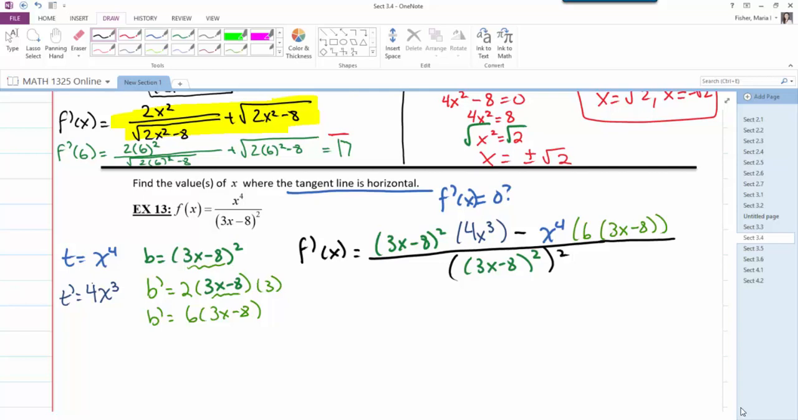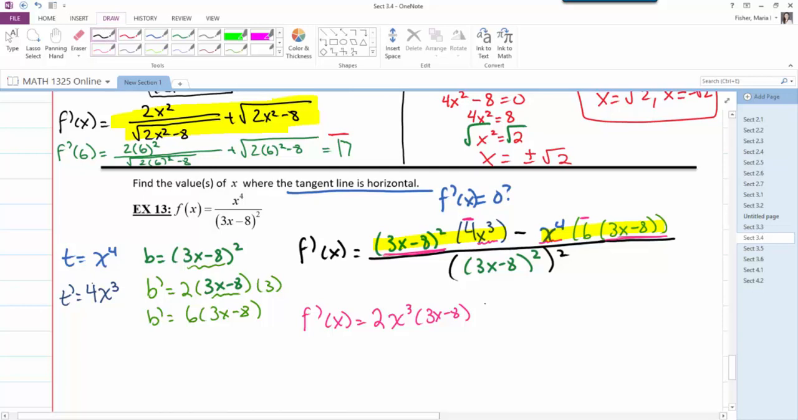So the first thing I want you to notice is that we can pull out some like terms here. Since this is all multiplication, this is considered a term and this is considered a term. So if you factor out the greatest common factor from those two things, between the numbers 4 and 6, you can pull out a 2. Between x cubed and x to the fourth, you can pull out an x cubed. And from a 3x minus 8 squared and a 3x minus 8 to the first power, you can pull out a 3x minus 8 to the first power.